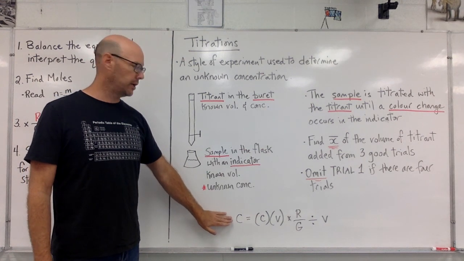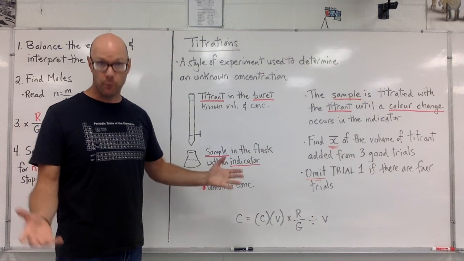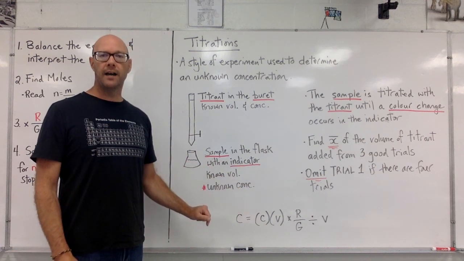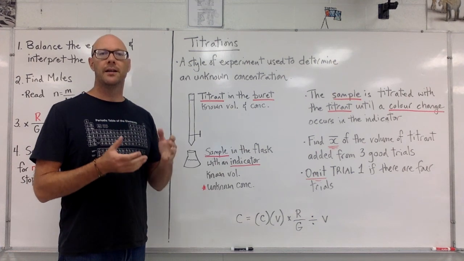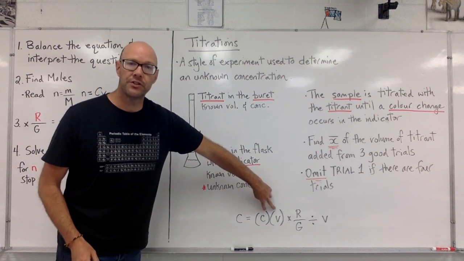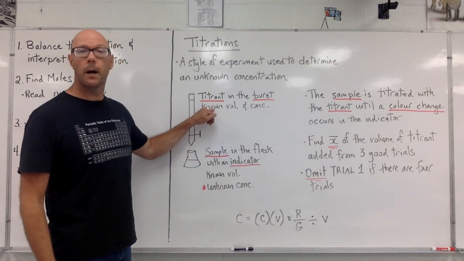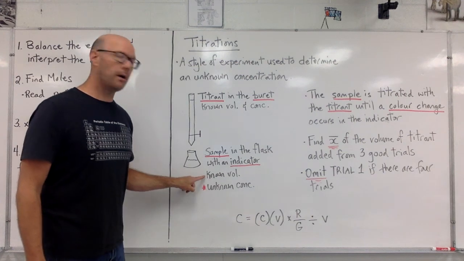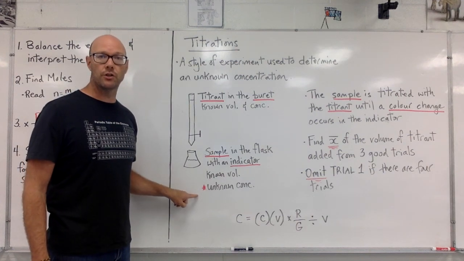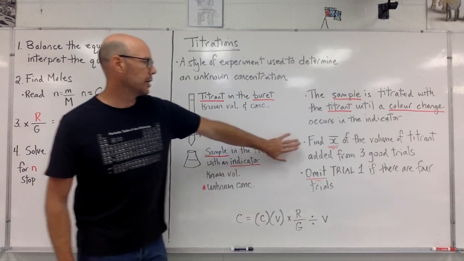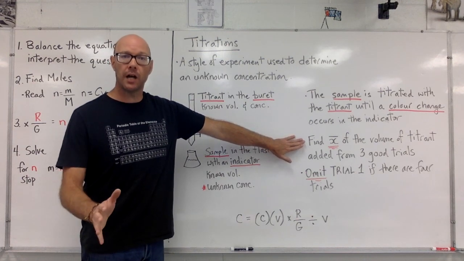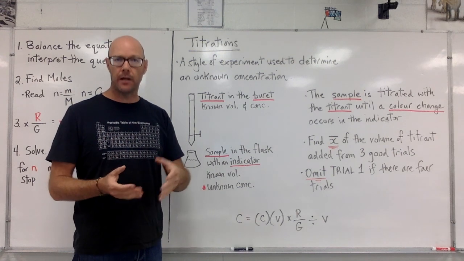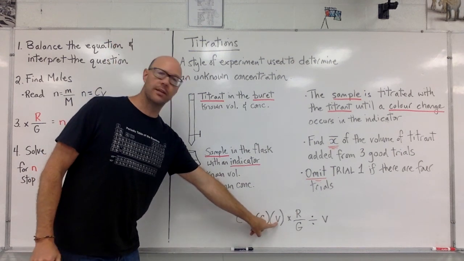The unknown concentration is C times V, with the volume changed into liters, multiplied by R over G, divided by the volume of the sample. The first C and V that we know come from the titrant. The volume over here is always the volume of the sample, and that's going to give us the concentration. In addition, because we're finding the average of the titrant, that average, those 3 trials added together, divide by 3, find the average, is always this V.